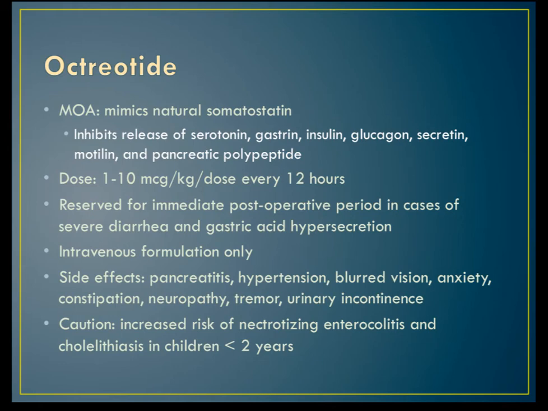So we can give them octreotide, which is a synthetic molecule that mimics natural somatostatin. Somatostatin is one of the hormones released by our duodenum that is part of that feedback regulation that tells the stomach to stop producing acid. However, this hormone also has lots of other effects within the body, so we're going to get a lot of side effects associated with this use. It's only available intravenously, so it's only used immediately post-operatively for patients whose diarrhea we really can't control and the gastric acid is contributing to it, or if they already have an ulcer that's developed and we need to promote its healing.